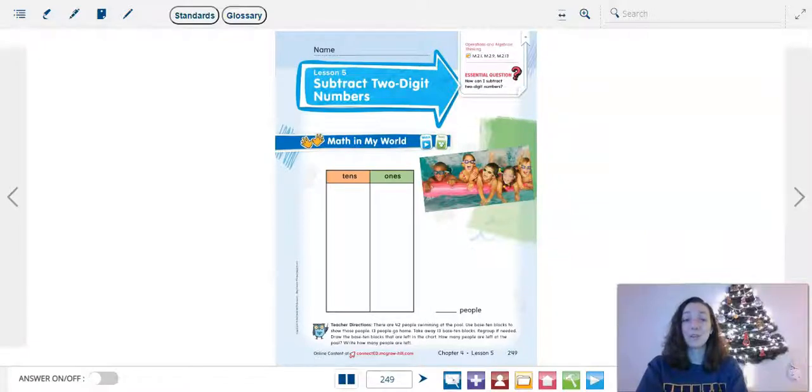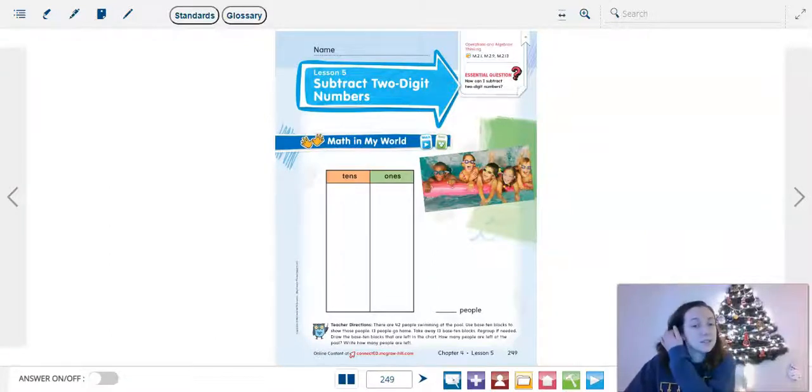Hi friends, today we're going to continue our work with subtracting two-digit numbers. Okay, so last time you worked with subtracting from a two-digit number, and now we're going to work on subtracting two-digit numbers. Okay, so open up to page 249 to follow along with lesson 5 in our chapter.